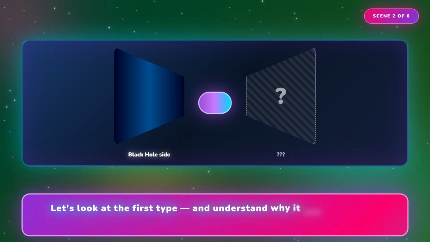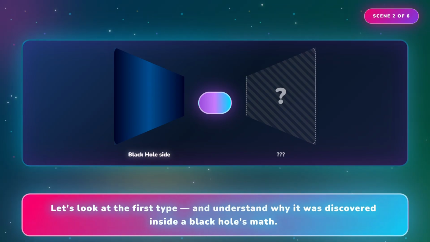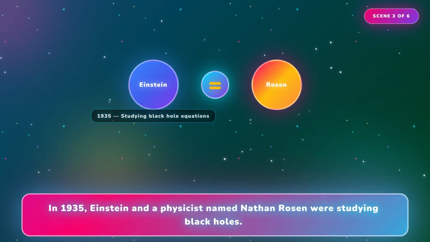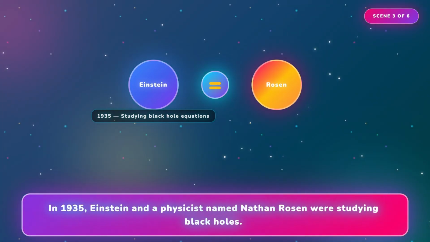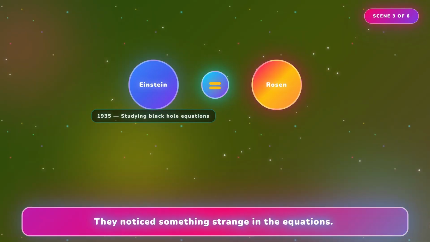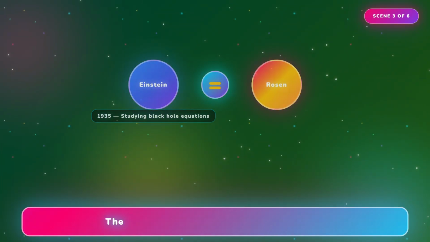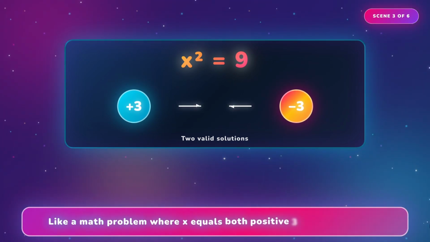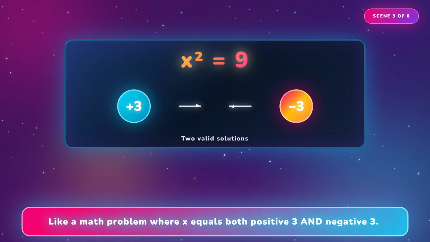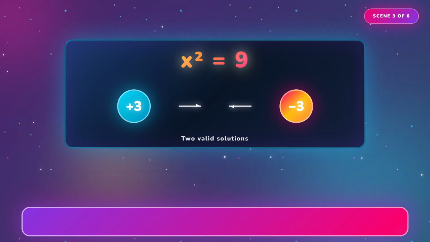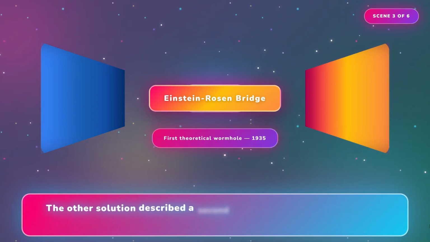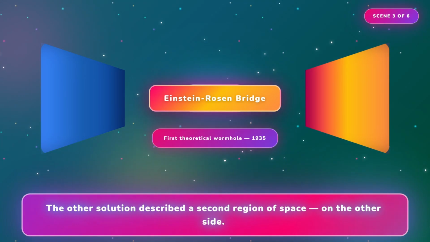Let's look at the first type, and understand why it was discovered inside a black hole's math. In 1935, Einstein and a physicist named Rosen were studying black holes. They noticed something strange in the equations. The math for a black hole had two solutions. Like a math problem where x equals both +3 and -3. One solution described a black hole pulling everything in. The other solution described a second region of space, on the other side.